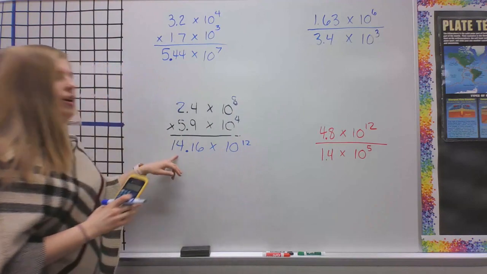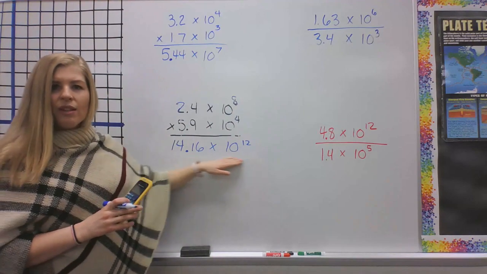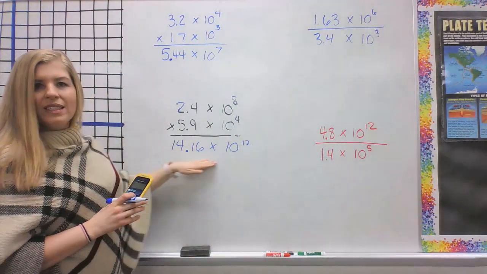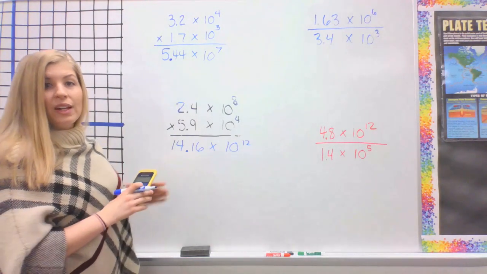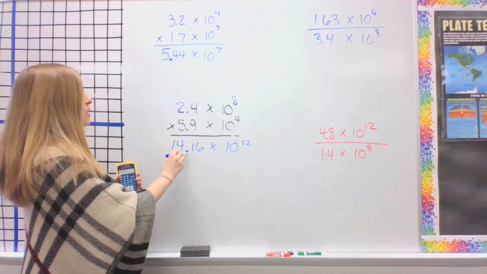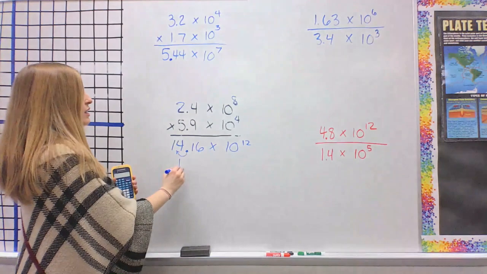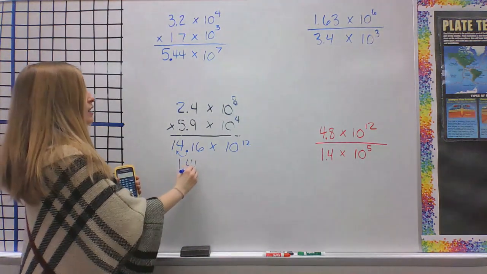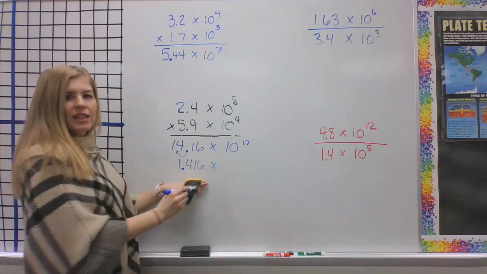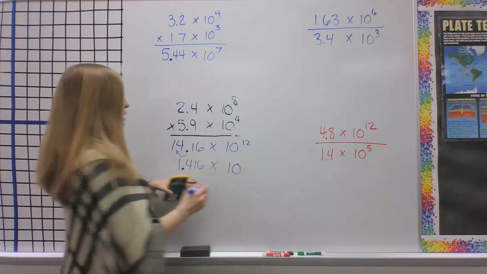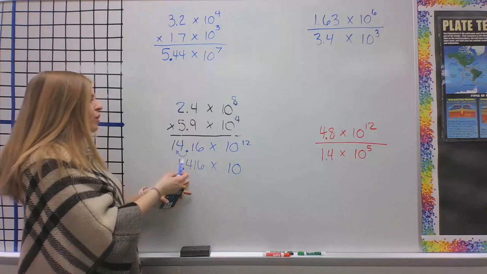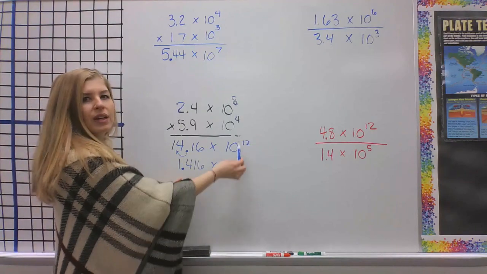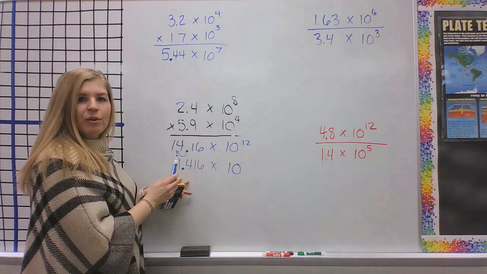Awesome. Is this in scientific notation? Can we leave this as it is, 14.16 times 10 to the 12th? No, this is not between 1 and 10. So we're going to have to move our decimal to make it a number between 1 and 10. We'll keep the digits in the same order, but since we moved our decimal 1 to the left, what does that mean as far as our exponent? What are we going to do with our exponent?